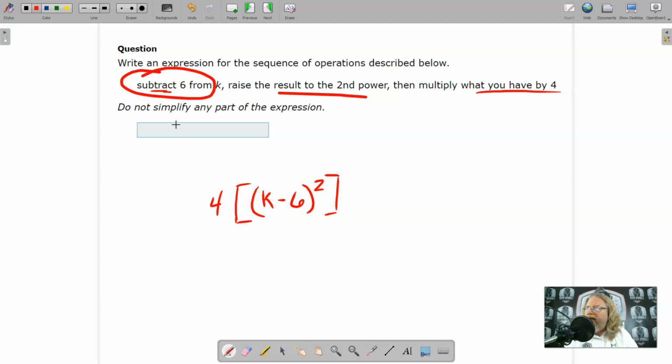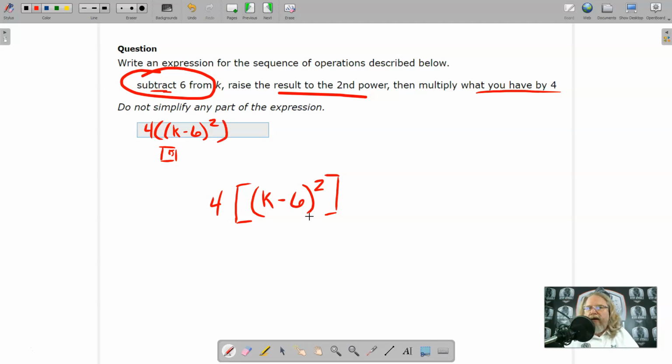Now, whenever you enter this into IXL, you could type in 4. You could use a bracket, but you could actually use a parenthesis here for this bracket. Then another parenthesis, k, that's not a k, that is a 6, isn't it? K minus 6, parenthesis, exponent. And whenever you do exponents, there's a little button down here you can click in order to put your exponents in on IXL. And then we need another bracket here.